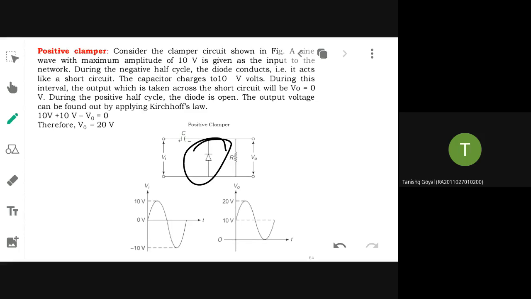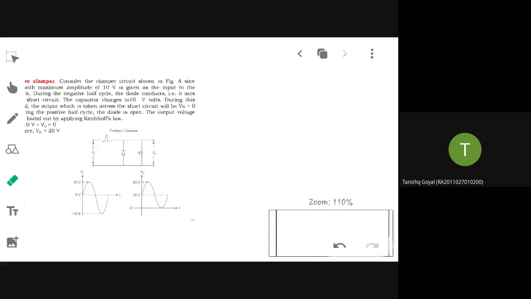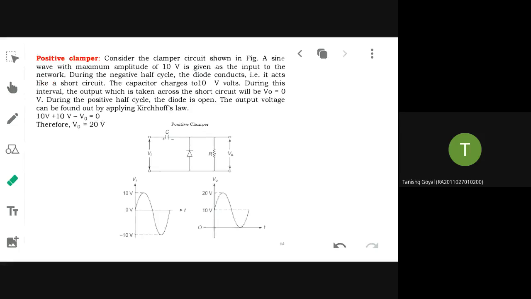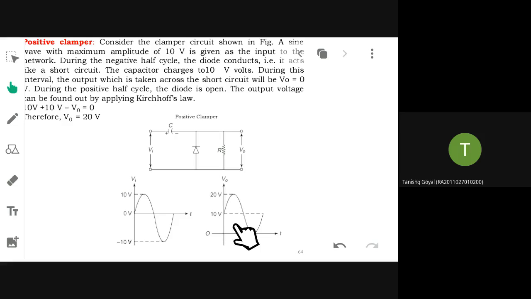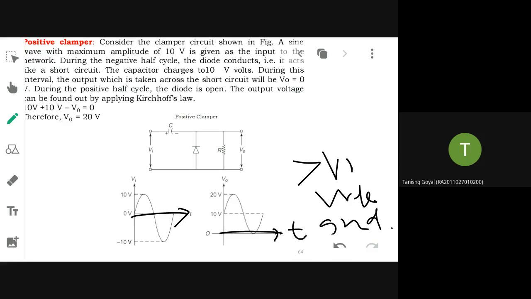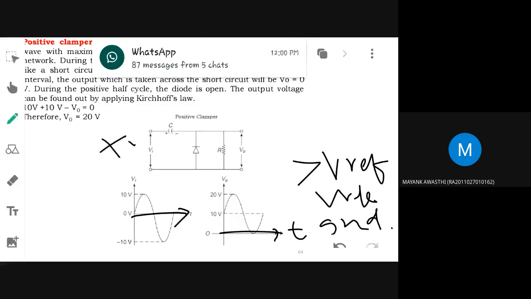The same action will happen but in the reverse manner to that of the negative clamper. The capacitor which is charged to V, in the next cycle will be holding the charge, so the total swing will become twice. So here, between the input and the output, what happens to the output waveform? This is my V reference, this is my ground value. Greater than V reference, is the waveform shifted above or below? Above. So this will be a positive peak clamper.